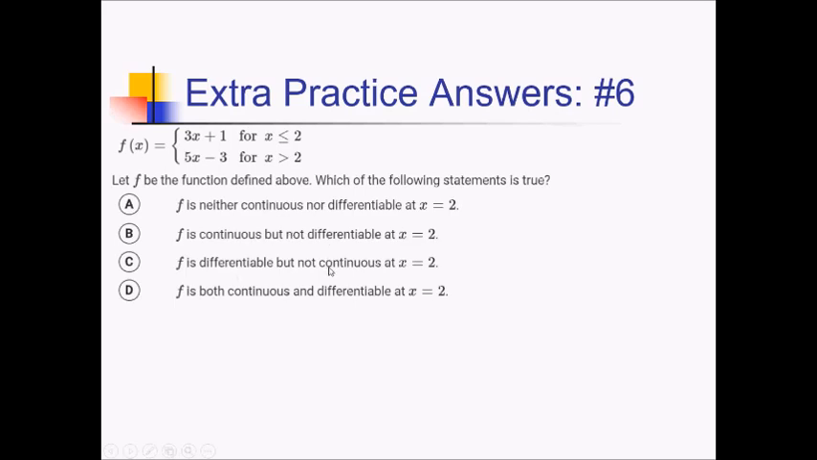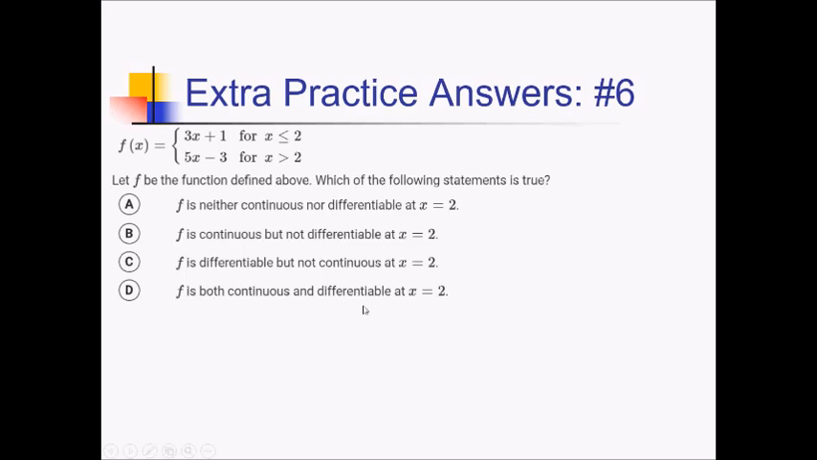Differentiable but not continuous, that is not possible. If something's differentiable, it automatically is continuous. So we can eliminate choice C right off the bat. And then D, both continuous and differentiable, also possible. Okay, so let's check continuity first, because if it's not continuous, it's not differentiable.